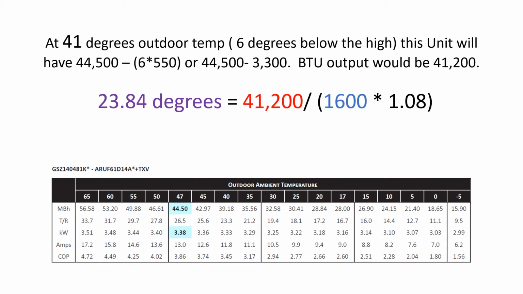Putting that in our formula with the CFM remaining at 1600, we find at the 41 degree outdoor temp, the delta T expected would be 23.84 degrees.